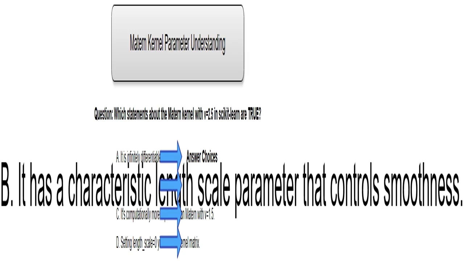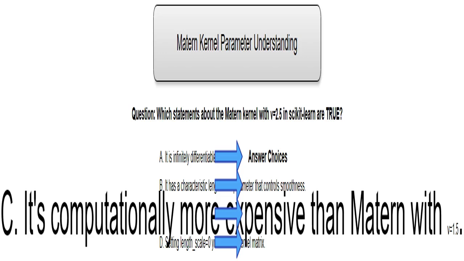The length scale parameter determines how quickly the correlation between data points decays with distance. A shorter length scale means nearby points are more strongly correlated, leading to a less smooth function. It plays a major role in controlling the output's smoothness. This statement is also correct.